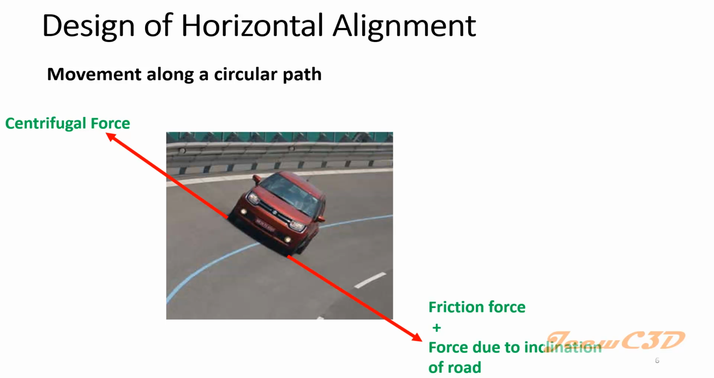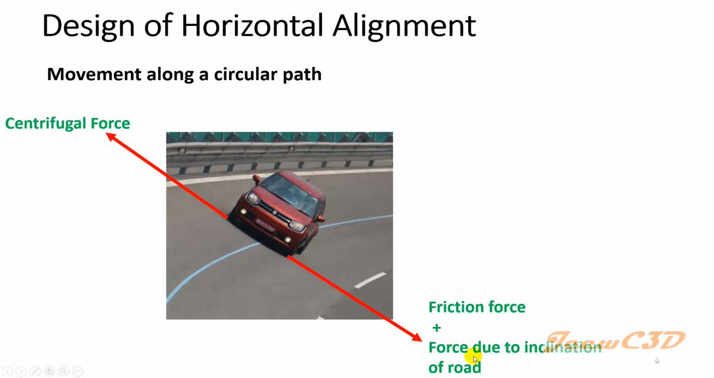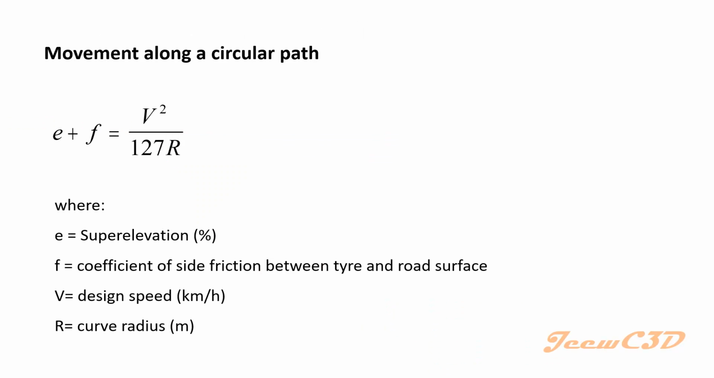So the collection of this friction force and force due to inclination of road, these two will counteract this centrifugal force. So using the equation F equals half mv squared, you can derive an equation something like this: e plus f equals V squared over 127 R.